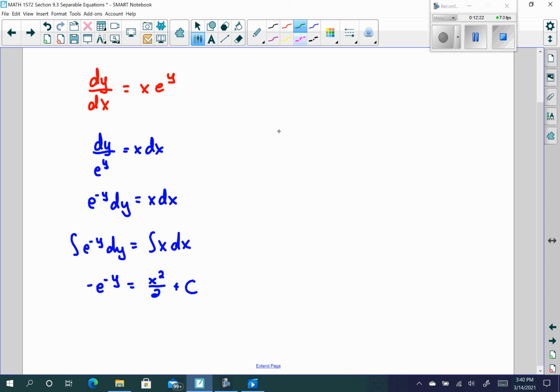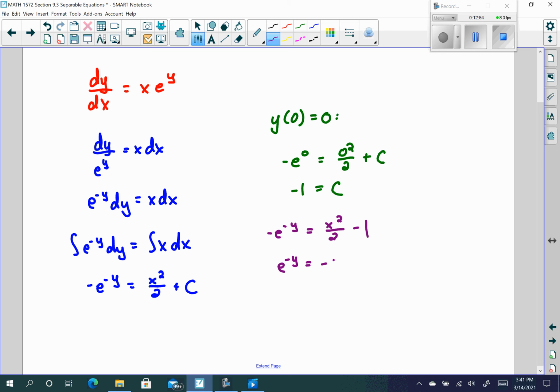Now at this point we can use that initial condition, y of 0 is equal to 0. So this will give us negative e, can't go wrong here, both y and x are 0, so we get negative e to the 0 is going to equal 0 squared over 2 plus c. So this becomes -1, this will just become 0, so c is -1. So now we say negative e to the -y is equal to x squared over 2 minus 1. We can divide both sides by -1, so we'll get e to the -y is going to equal the opposite of x squared over 2 plus 1.